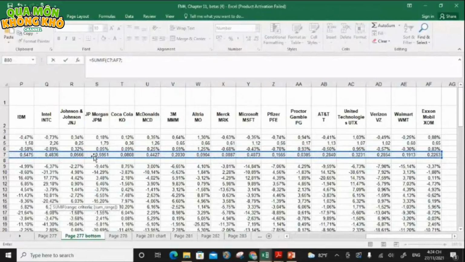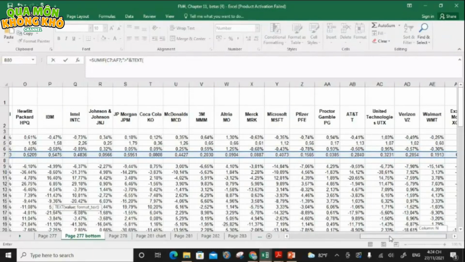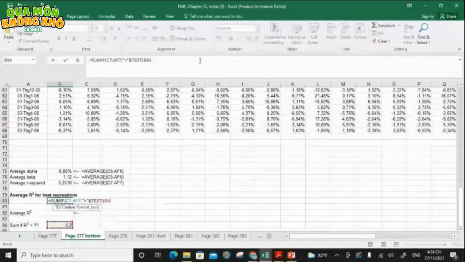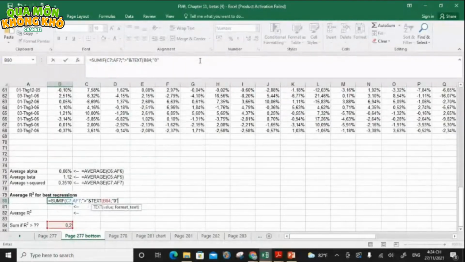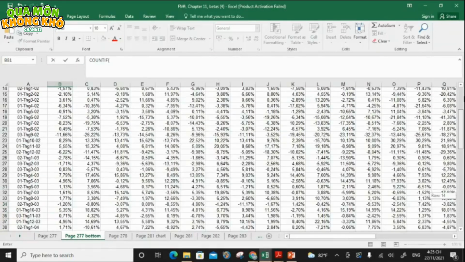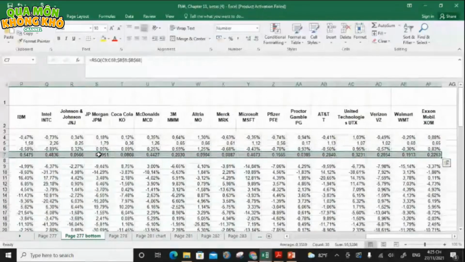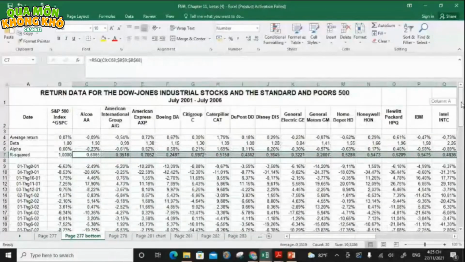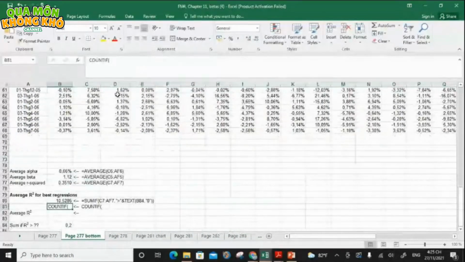And here is larger than 0.2. You will have the sum, and we will count how many stocks have an R square which is larger than 0.2. No, sorry.